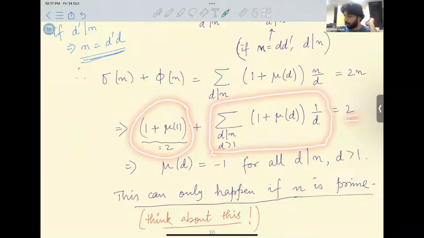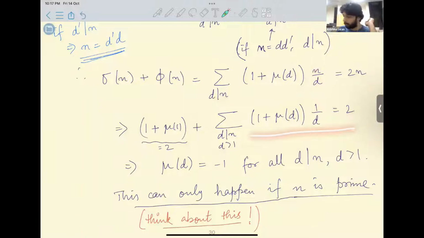This must be equal to 2. I have cancelled out n from both the sides. So this must be equal to 2. And if you recall, I said that mu of 1 is assigned a value of 1. So this is in total 2. So this 2 and this 2 also cancel out.